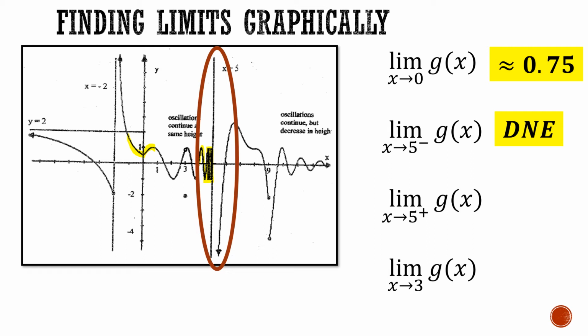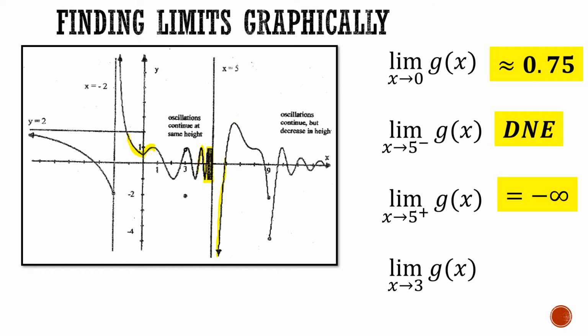Now, if I look at the right-hand side of 5, so I pick some point on the right and go towards 5, I notice that this line is going down and down and down. If I was to continue off the graph, it's going all the way down to negative infinity. So the limit on the right-hand side of 5 is negative infinity.